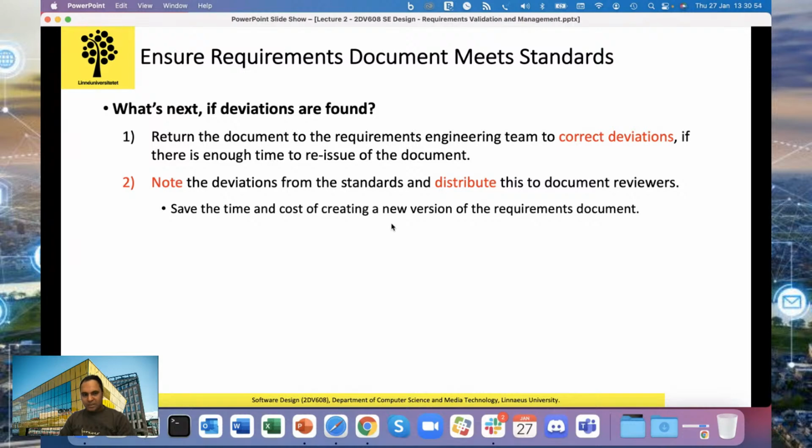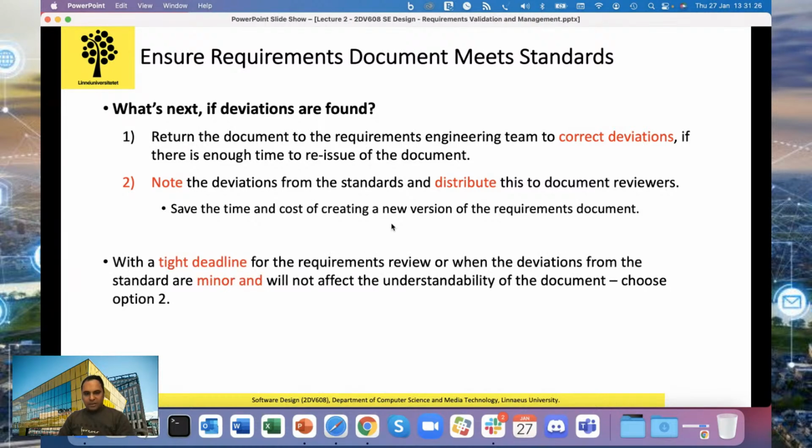So once that is done, the next phase, the reviewing phase, that is also the formal review, is conducted. So the person who is checking the quality standard of the requirements document writes notes and gives them directly to the reviewers, and it saves the time and cost of revising or creating a new version of the requirements document.